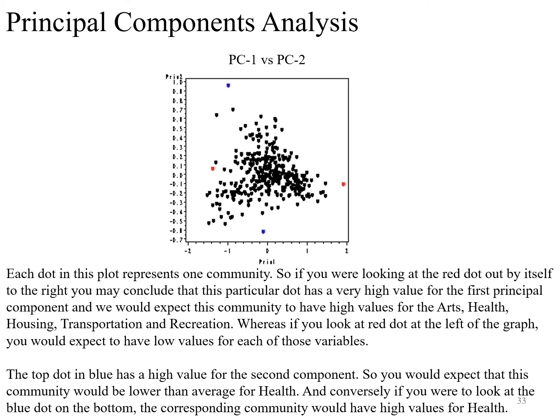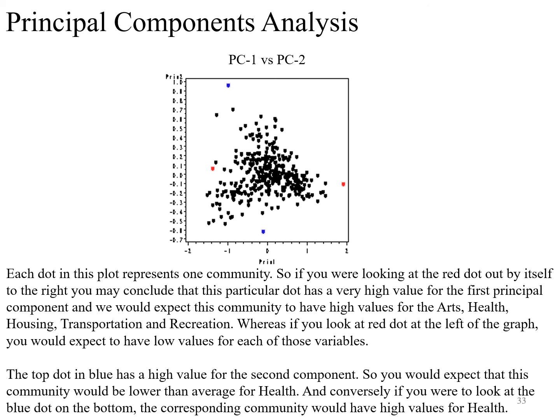Now, here's a very common way of looking at the results of a principal components analysis. We're going to graph the values of principal component 1 against principal component 2. So each dot in this plot represents one community. If you're looking at the red dot out by itself to the right, you'd conclude that that particular community had a very high value for the first principal component and would have high values for arts, health, housing, transportation, recreation. Whereas if you look at the red dot on the left of the graph, you would expect to have low values for each one of those variables.